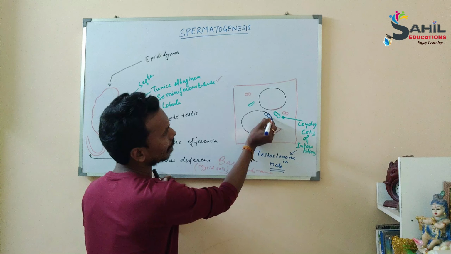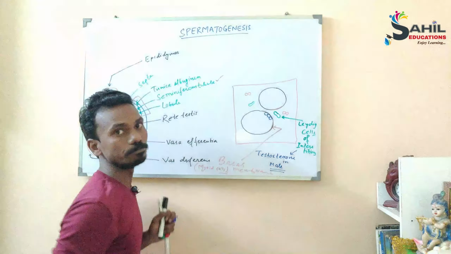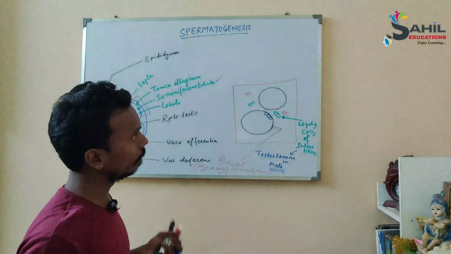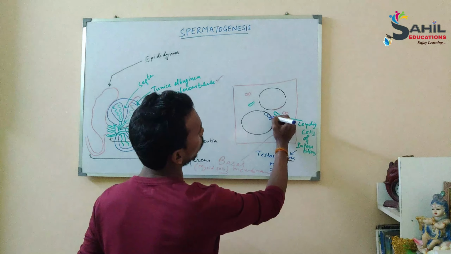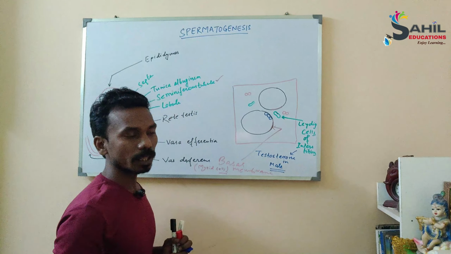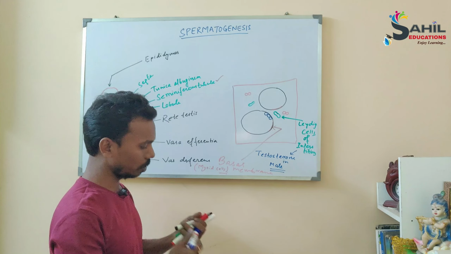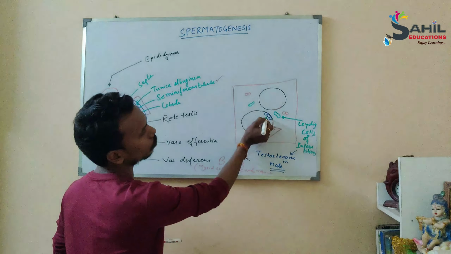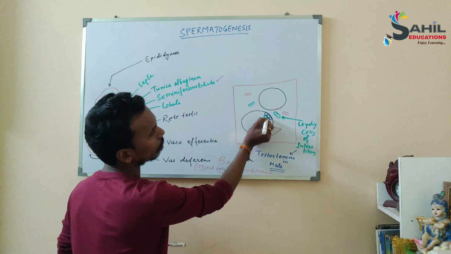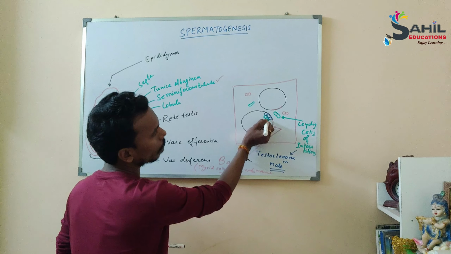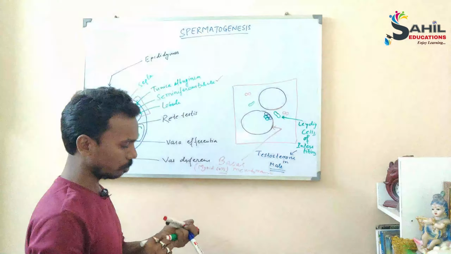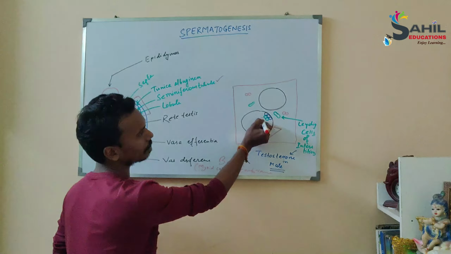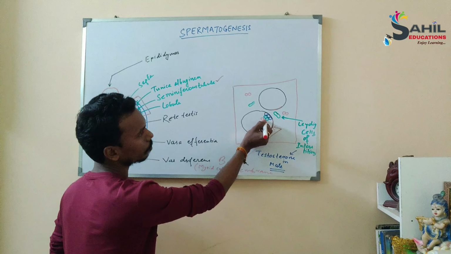After this basal membrane you will find other cells, which are basically the stem cells, known as spermatogonial cells or spermatogonium. So these spermatogonium are present here. After this spermatogonium you will find another kind of cell, known as the primary spermatocyte. After this primary spermatocyte you will find another line of cells, known as the secondary spermatocyte.